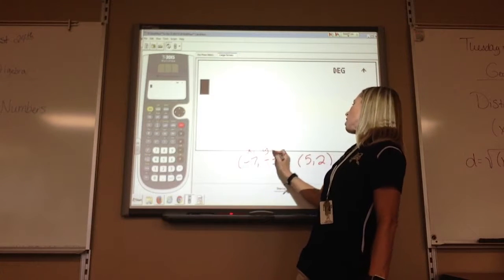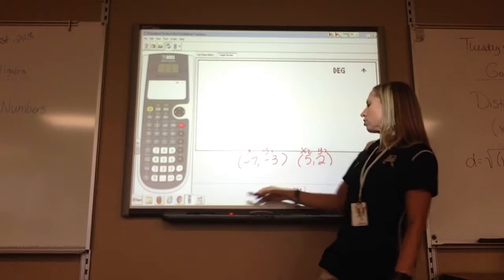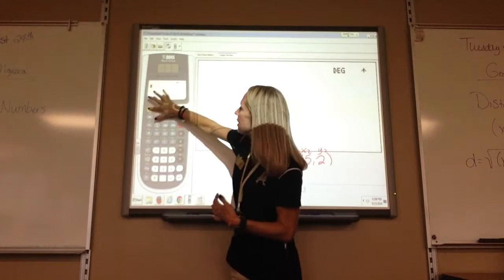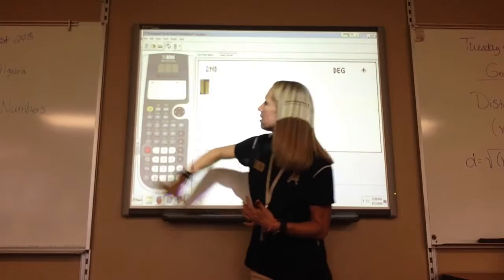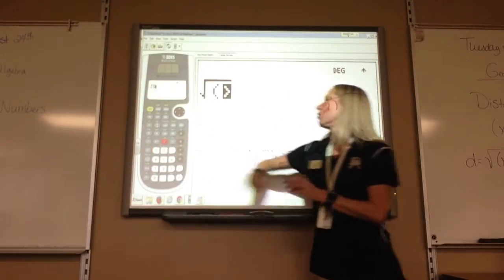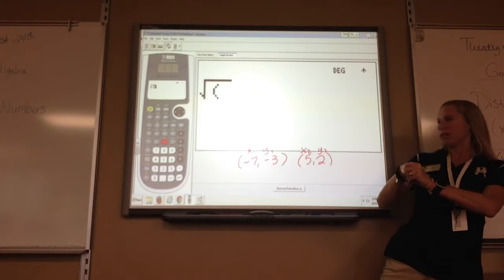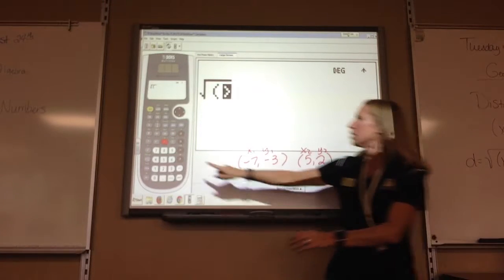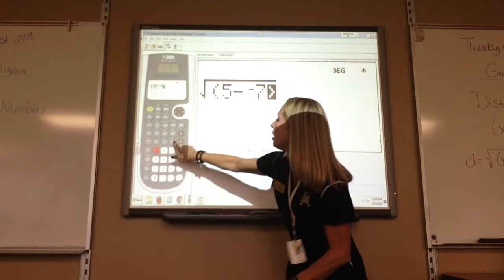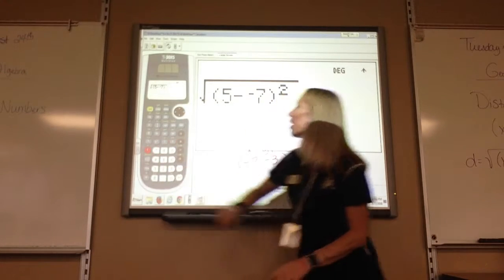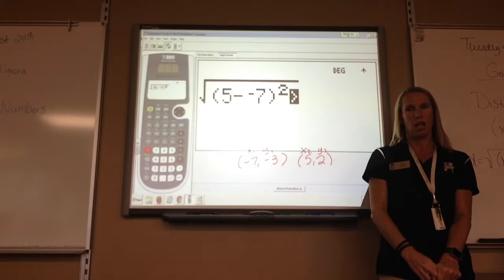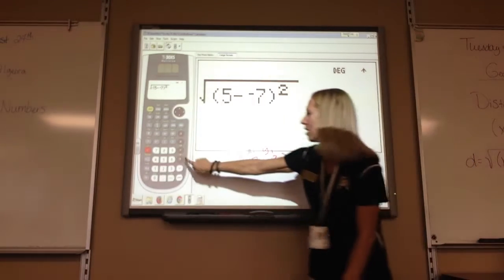So x1, y1, x2, y2. So I've got to subtract the x's first. So do lime green second button and x squared. Then parentheses, what's x2 and x1? 5 minus negative 7. Close parentheses and square it. And then what do I not forget? The plus sign. Plus sign, good.